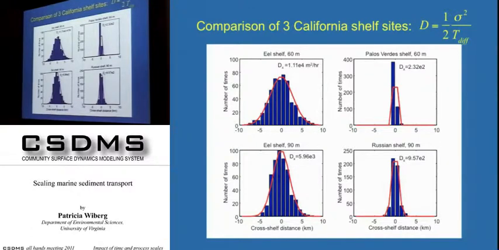So these are the diffusivities calculated from the standard deviations, more than an order of magnitude smaller at the same water depth. And comparing the Eel shelf to the Russian River shelf, which is about 300 kilometers to the south, again, a much smaller, here about a 6 times smaller value of the diffusivity. So you could ask the question, well, are those numbers even meaningful?